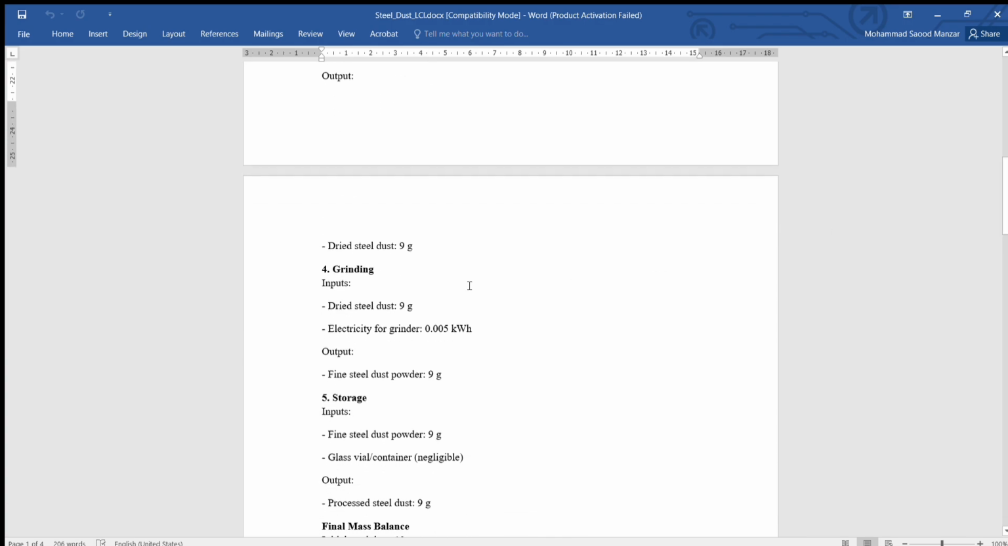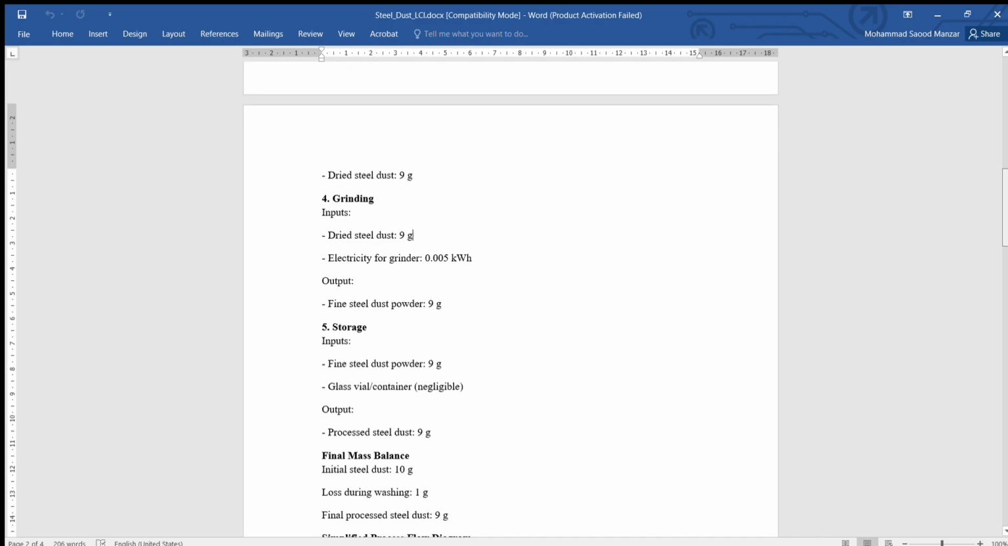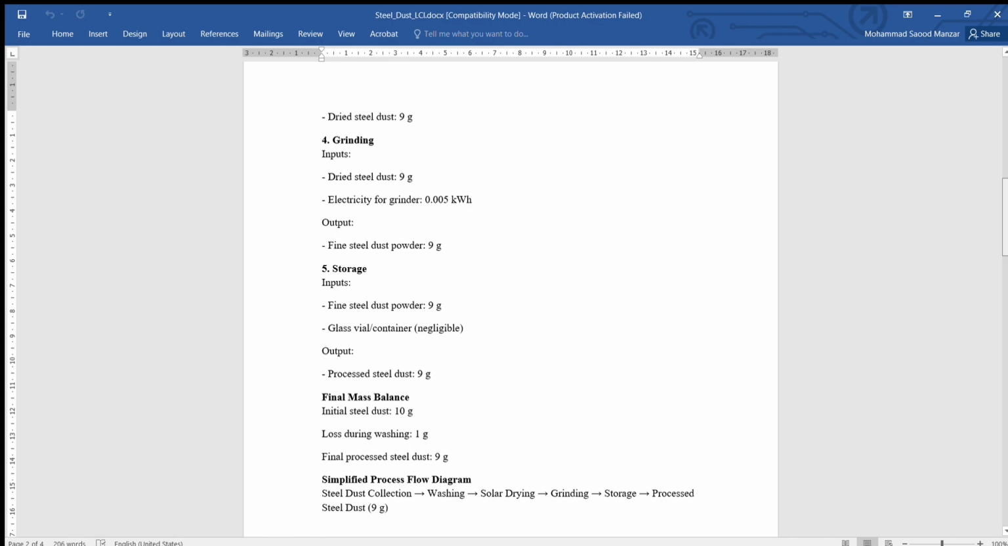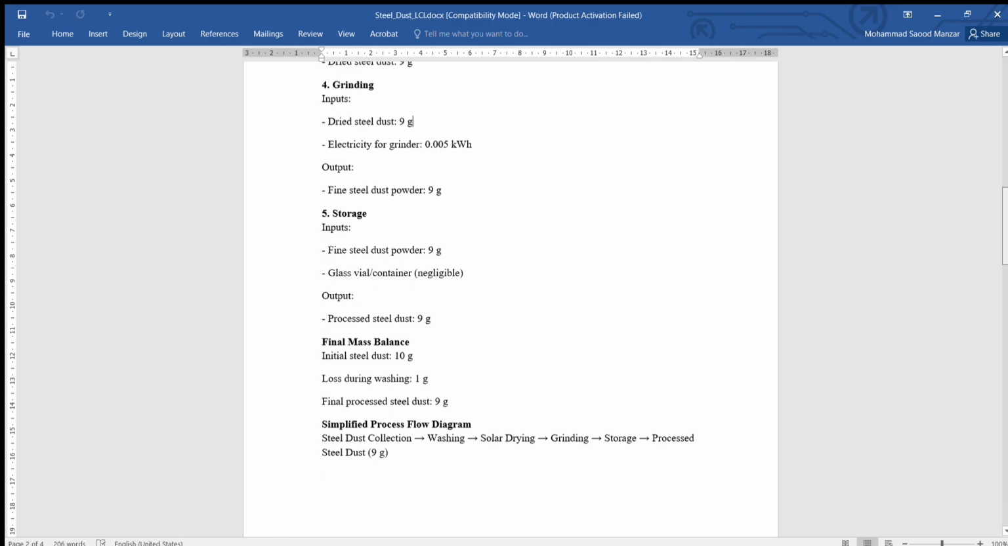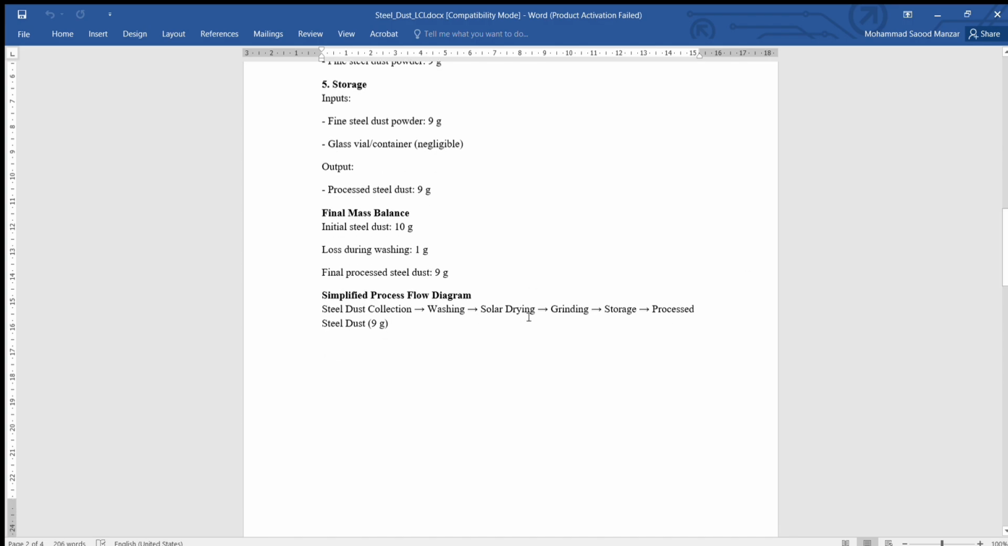For grinding, the input dried steel dust is 9 gram. The electricity we are going to use for the grinding is 0.005 kilowatt hour. You can calculate this electricity depending on the power and current rating of your specific grinder or the equipment that you are using. The output fine steel powder is 9 gram. For storage, the input is the fine steel powder, 9 gram, and the glass vial container, which will be negligible. The output is the final processed steel dust. So the final mass balance is: initial 10 gram, and loss during washing is 1 gram. The simplified flow would be steel dust collection, washing, solar drying, grinding, storage, and processed steel dust.